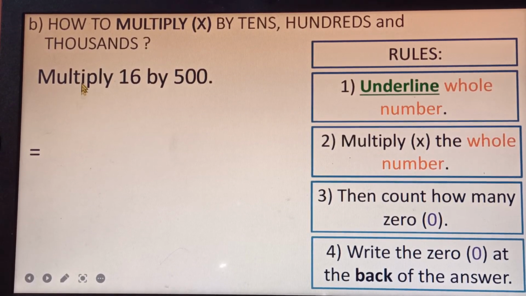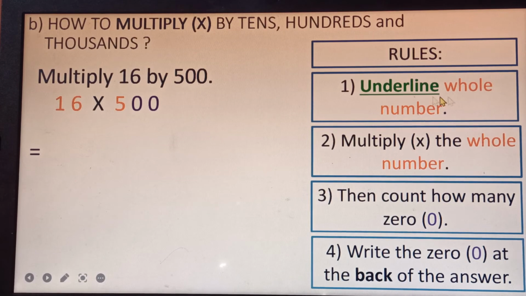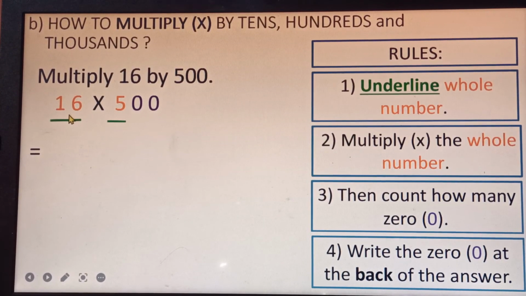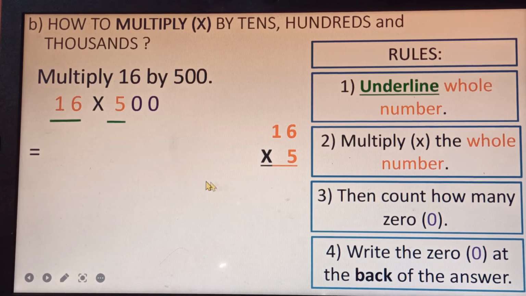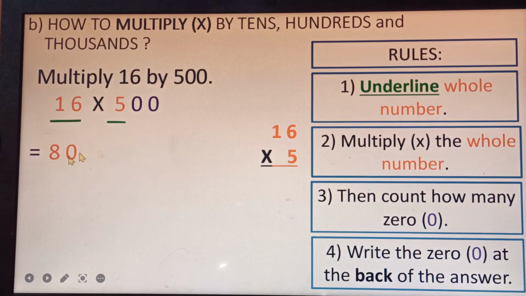Okay, let's try this. Multiply 16 by 500. So multiply means 16 times 500. Again, check for the whole number and underline. So 16, of course, 16 is the whole number. And how about 500? Which one is the whole number? Yes, 5 is the whole number. So 16 times 5, as usual, working. And you got 80. Alright, 80.